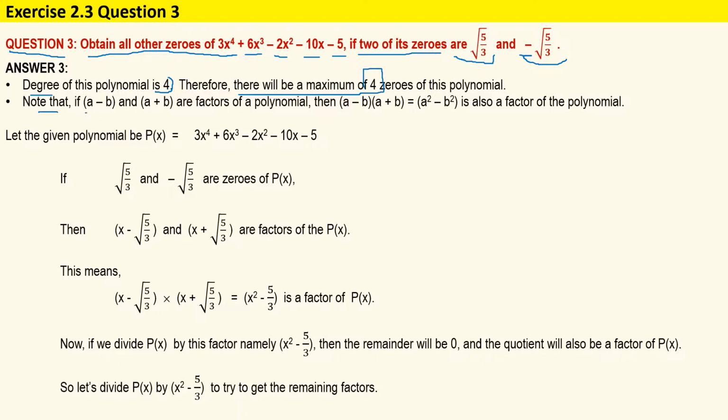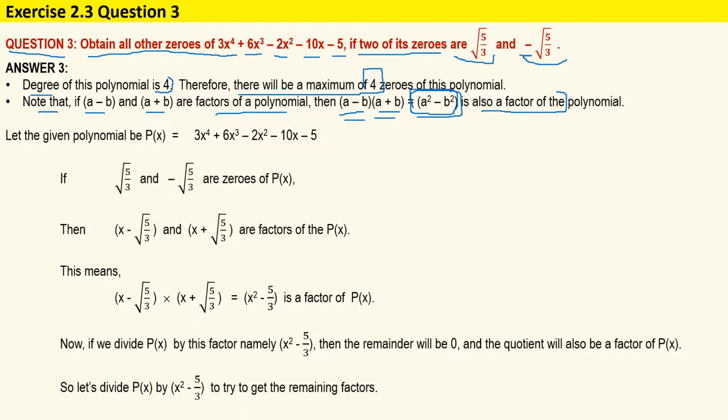Also note that if a minus b and a plus b are factors of a polynomial, then the multiplication of these two factors, that is a minus b and a plus b, will also be a factor of the polynomial. And we know that the multiplication of a minus b and a plus b is equal to a square minus b square. Therefore, we can say that a square minus b square is also a factor of the polynomial.